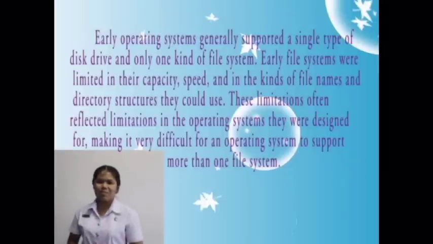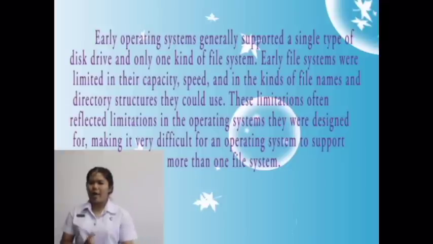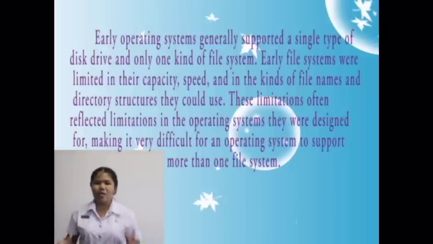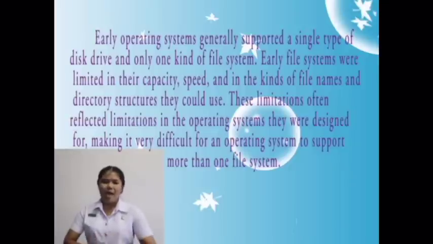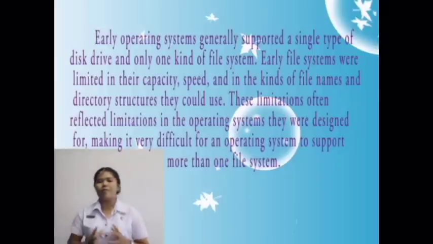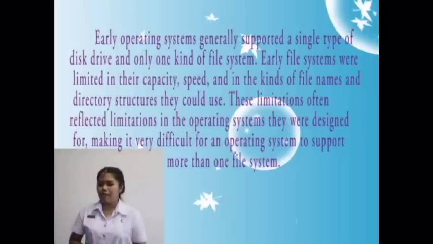Early operating systems generally supported a single type of disk drive and one kind of file system. Early file systems were limited in their capacity, speed, and the kind of file names and directory structures they could use. These limitations often reflected limitations in the operating system. They were designed that way, making it very difficult for the operating system to support more than one file system.